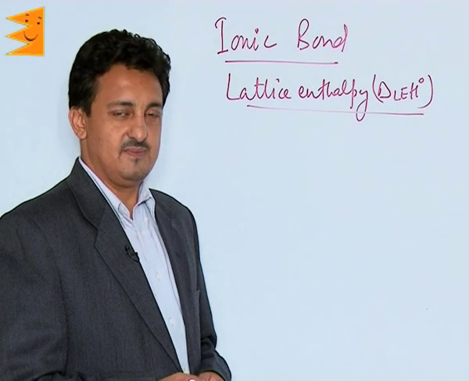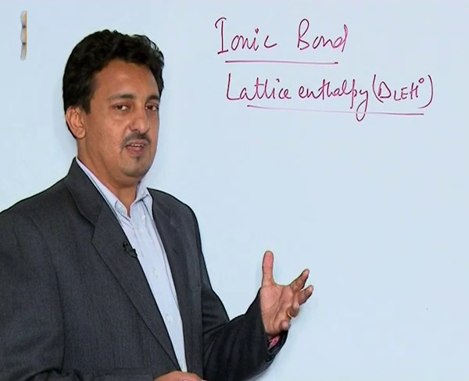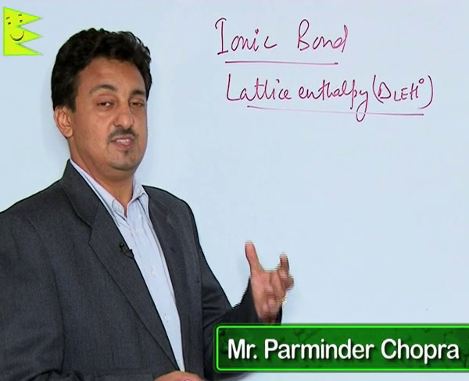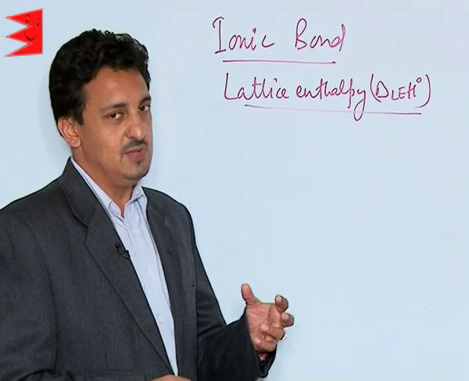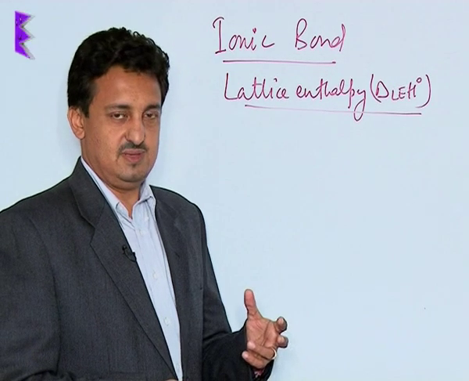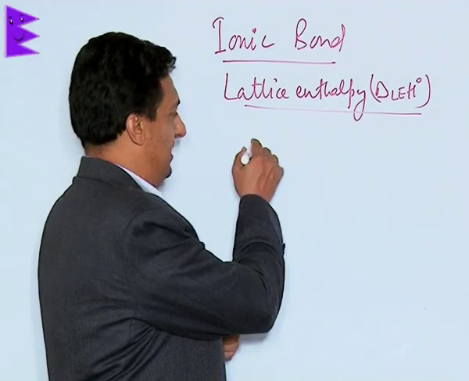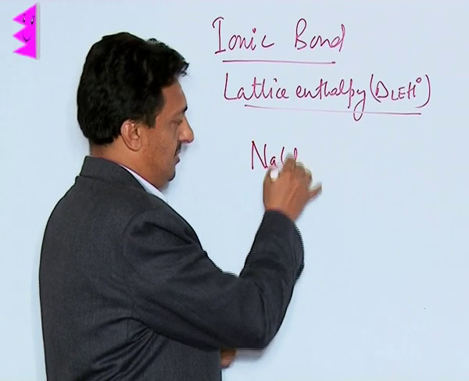Lattice enthalpy. Lattice enthalpy of an ionic compound is the amount of energy required to separate an ionic compound to its individual ions. It means what? Let us take an example. Suppose we have sodium chloride.